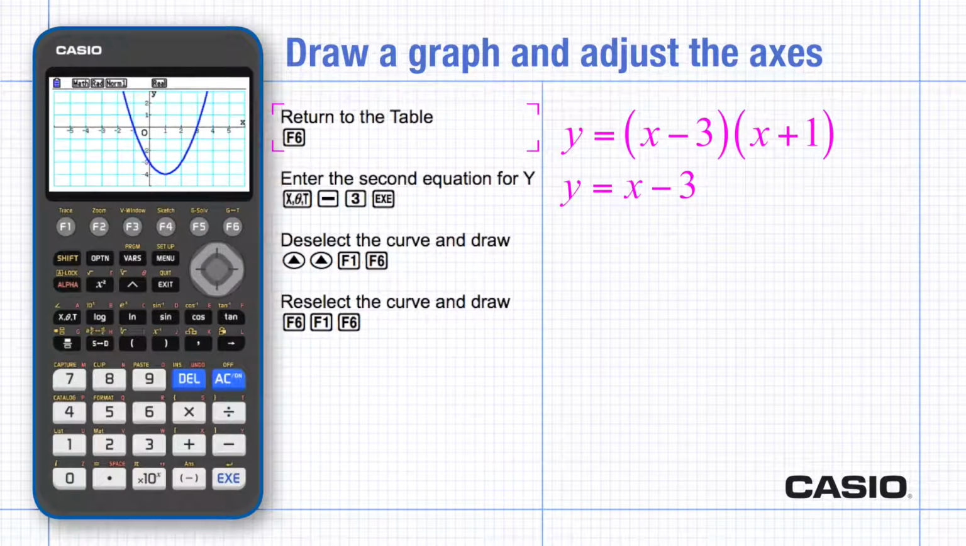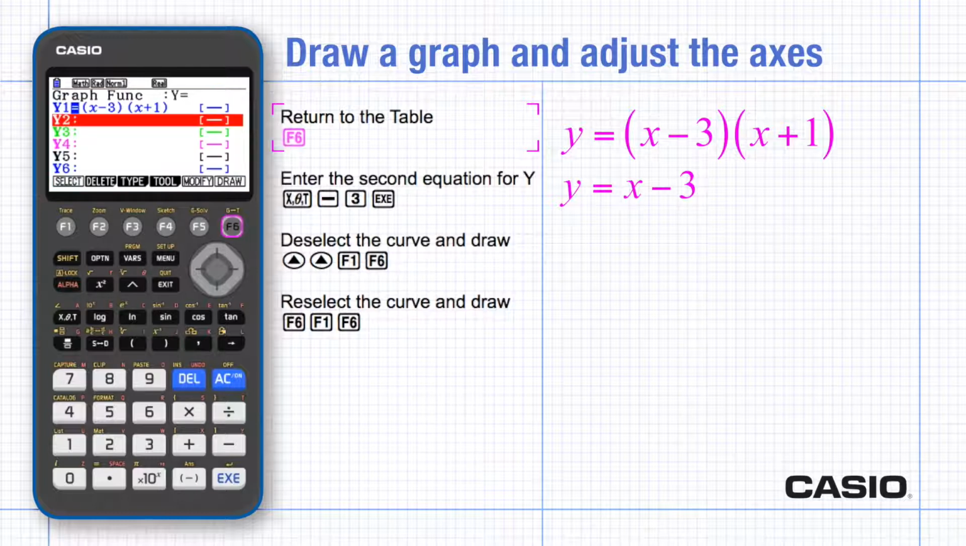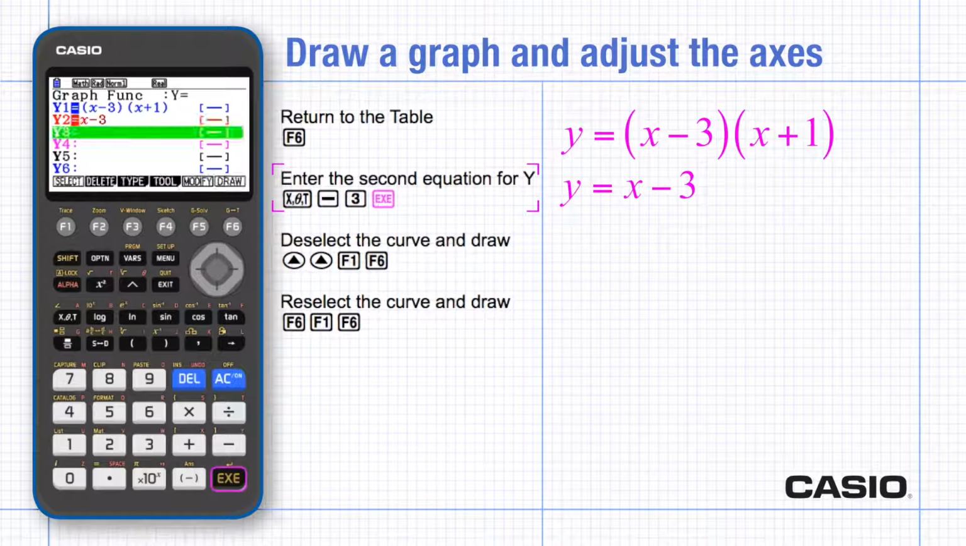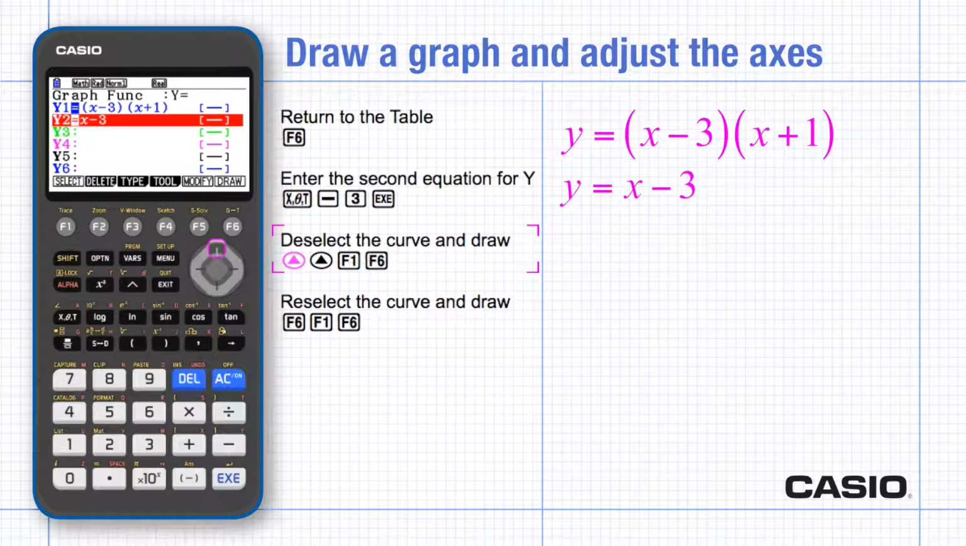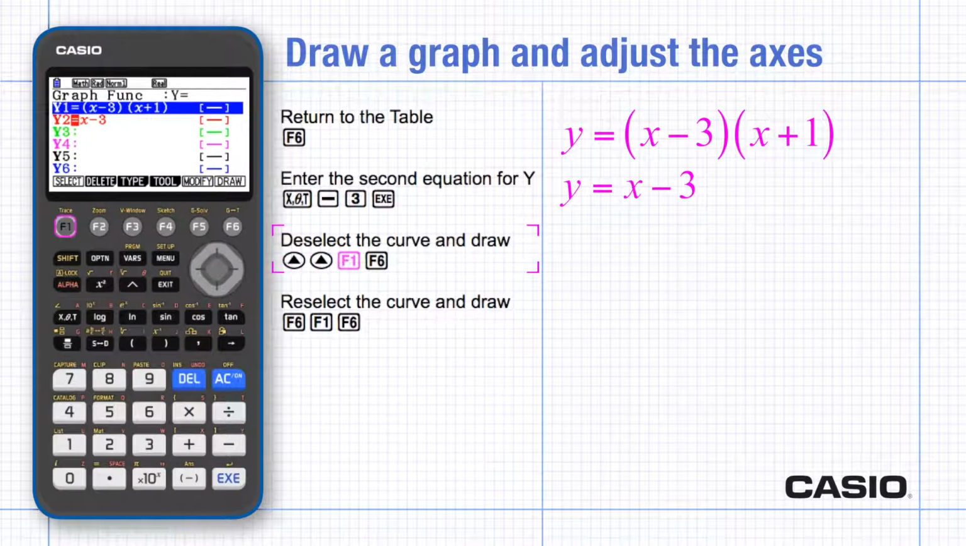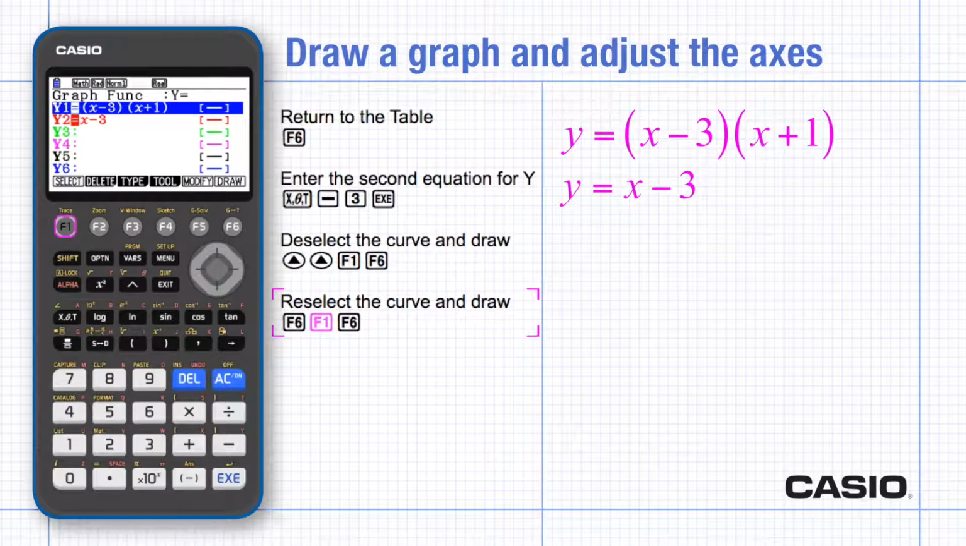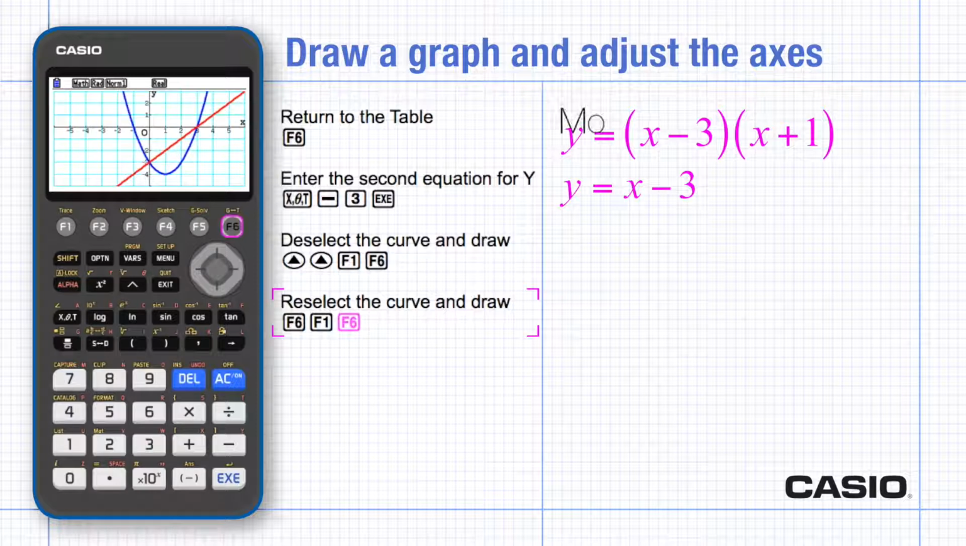You can add other functions by returning to the list, pressing F6 or exit, and just type a new equation. You can draw just Y2 by deselecting Y1. If the equal sign is in a coloured box, it will draw, and if not, it won't. To draw both graphs together, select both graphs.